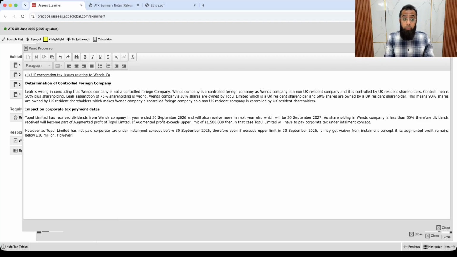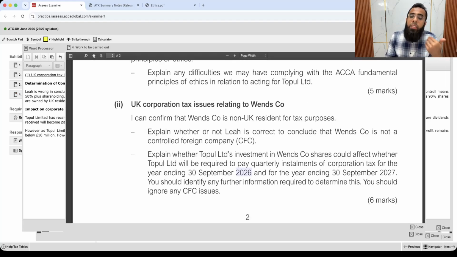However, this waiver will not be available in the tax year 30th September 27 if Topul Limited exceeds the upper limit in that year also. Okay. So first of all, that is how receiving dividends can impact our corporate tax payment. What further information do we require?